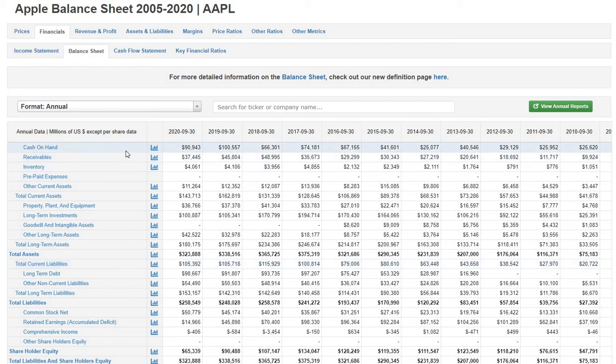Thereafter, we look at the cash on hand. As of 2020, Apple has about $90 billion of cash. Compared to 2010, when Apple had about $25 billion worth of cash, it has multiplied by almost 4 times in the last 10 years. However, the cash in hand has dropped from 2019. This is primarily driven due to share buybacks.